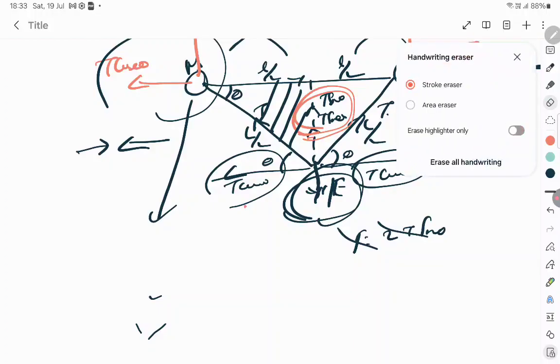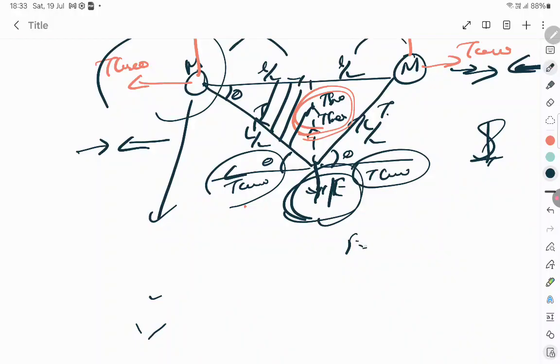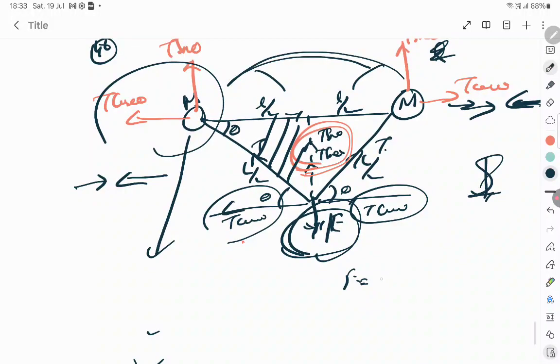Okay, don't cancel this off. What you do is you write F is equal to the upward force, which is 2T sin theta, and write this as your first equation. Then you take T cos theta. One of the T cos theta is equal to capital M into A. This is your second equation.